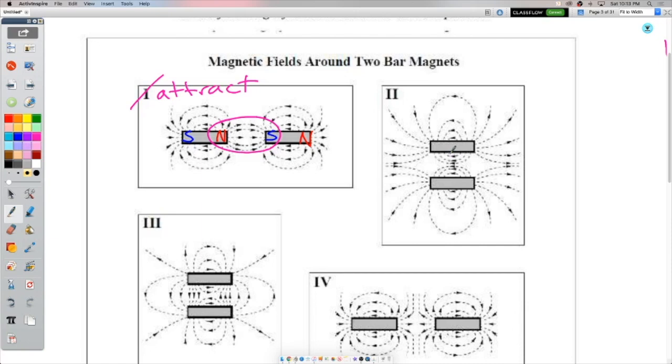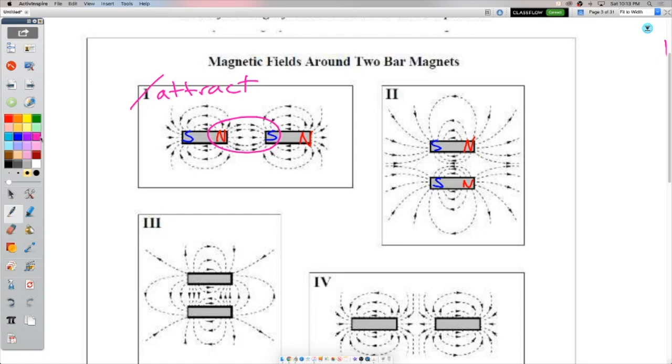Okay, leave north, enter south. So leave north. Where are they leaving on this one? Are they leaving this side or this side? Well, it looks like they're going that way, right? So they're leaving here and entering here, making that the north and the south. Well, let's go down to this guy here. Okay, leaving here, going here. So that's our north. Okay, leaving here, going here. That must be our south.